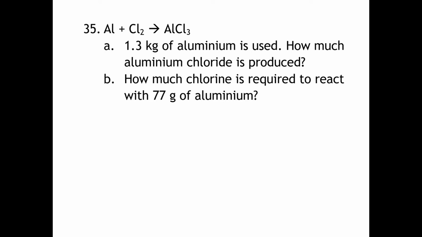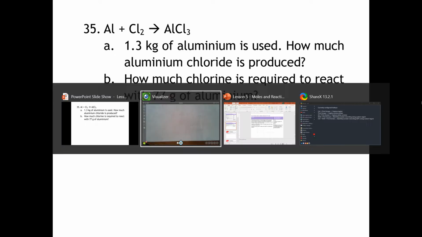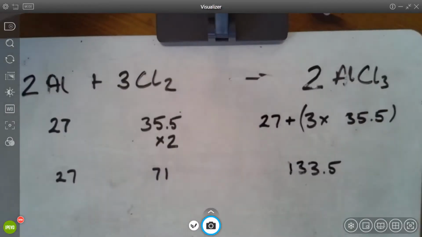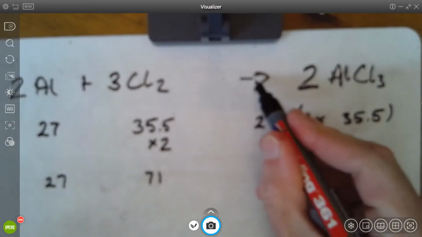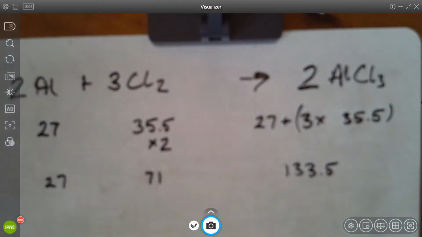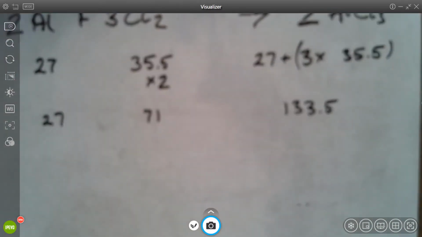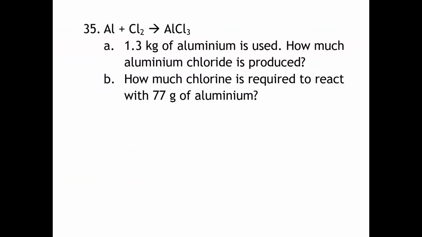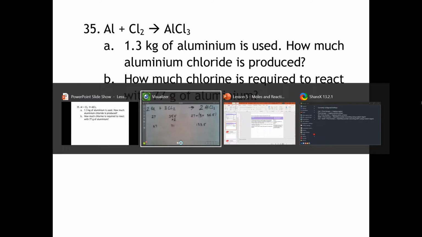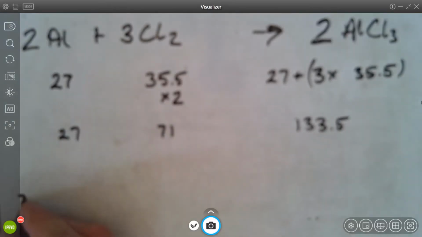So let's go back to our equation. Here it is. Oops, it's balanced. This is what we wrote earlier. Okay, we are being asked to work out how much chlorine is required to react with 77 grams of aluminium. Right, okay. This is a little bit more tricky. So we're going to look at aluminium and 77 grams of aluminium.